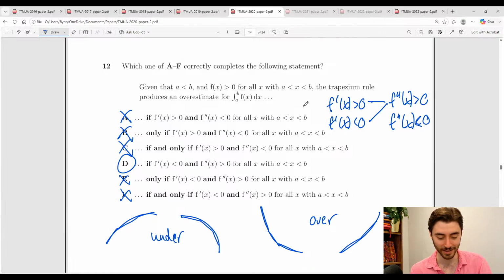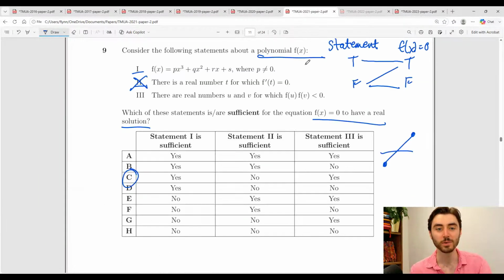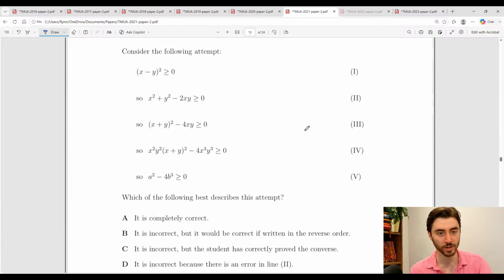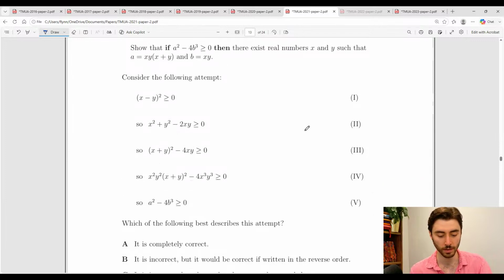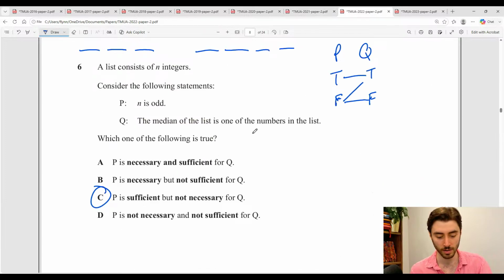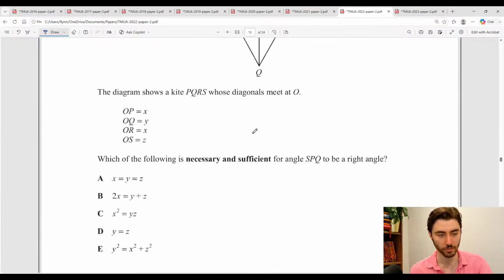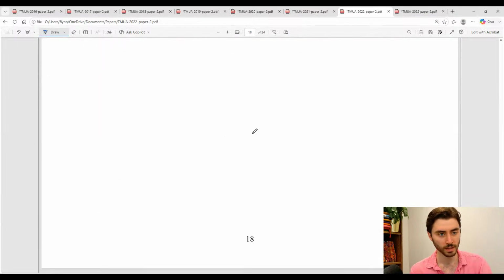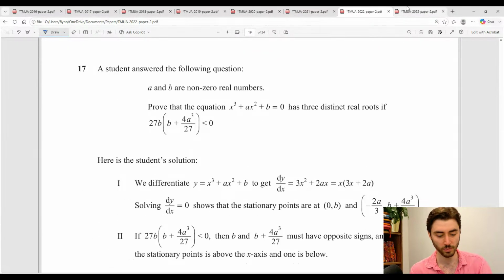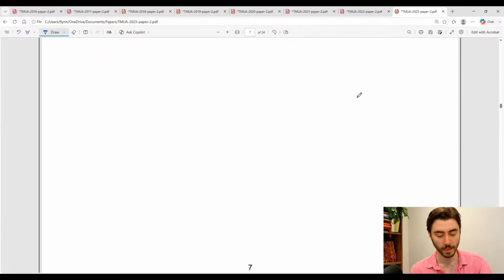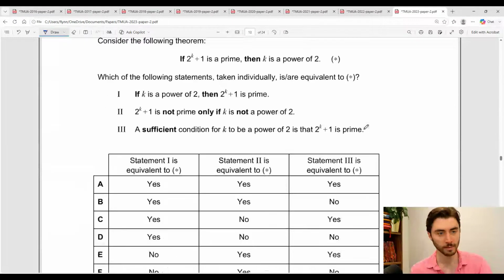Chat is chatting. I enjoy the chat. 2021, question 11 looks tricky. No, that's logic. All right, so by logic, I meant proof. Year 17, again, that's proof. And here 13.